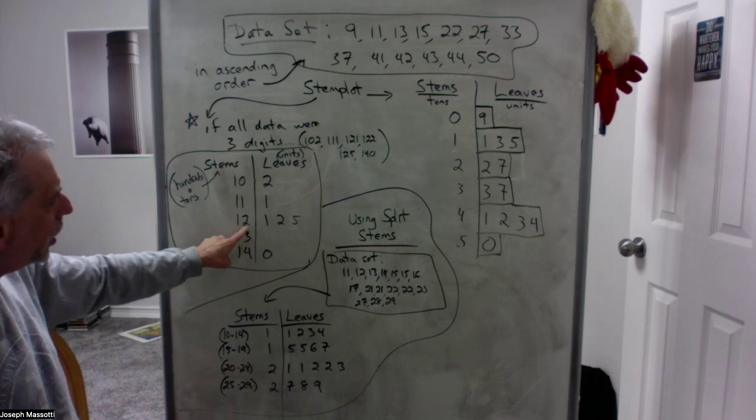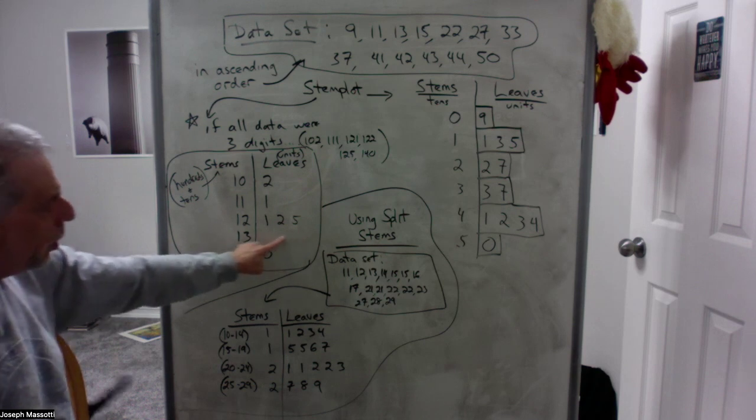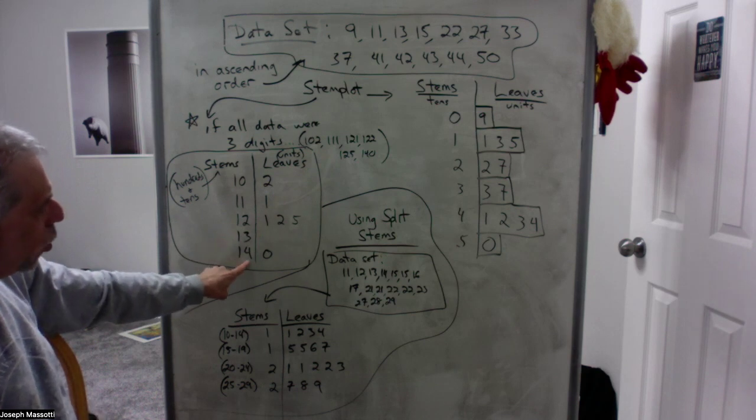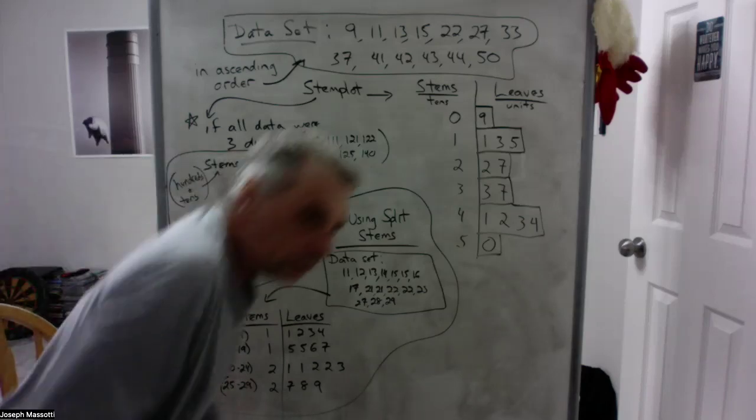121, 122, 125. There are no values in the 130s, but we put it there as a placeholder. And then 140, we get the 1 and the 4 as the stem and the 0 as the leaf. All right.